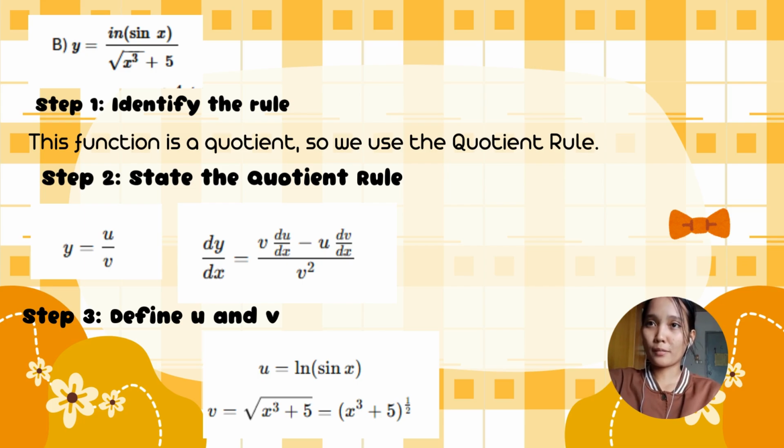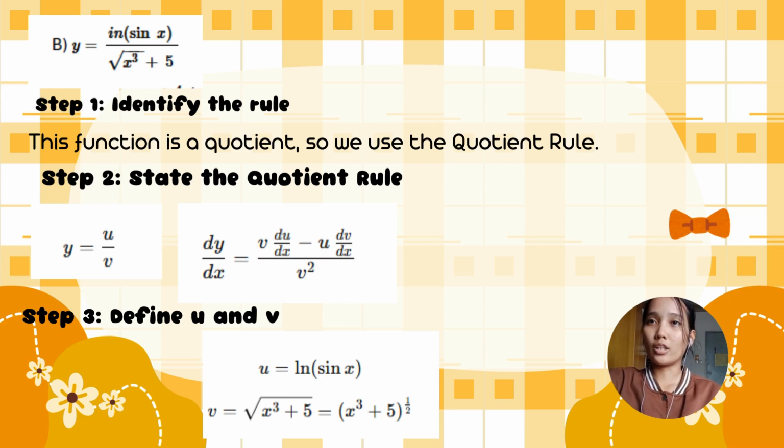Let's move on to part B. We are given the function y equals natural log of sin x over the square root of x to the power of 3 plus 5. This is a quotient, so we apply the quotient rule. The quotient rule states that the derivative of u over v is v times the derivative of u minus u times the derivative of v, all divided by v squared.